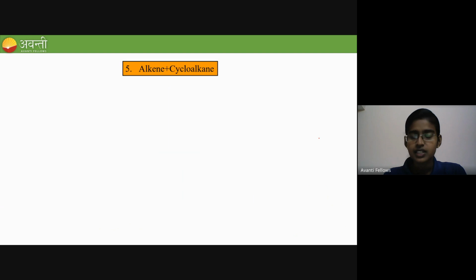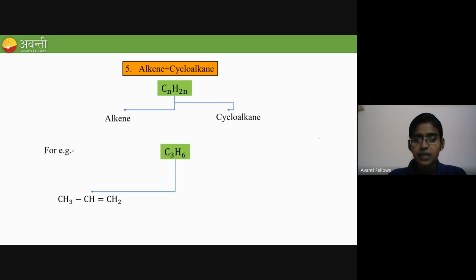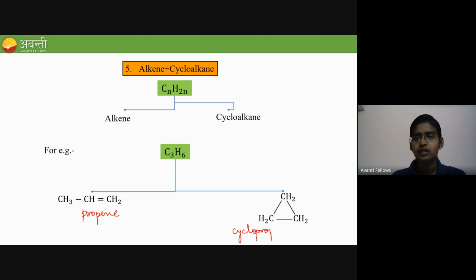Yes, the fifth pair is alkene and cycloalkane. The formula is CnH2n for both. And the example for alkene, the same example which I have given you is on the screen also. One is propene. This compound is called propene. And this is called cyclopropane. So both have the same formula, but one is an unsaturated system and the other one is a saturated cyclic system. Got it? Clear for all? Any doubt in the functional isomerism? Shall we go on with the fourth isomerism?